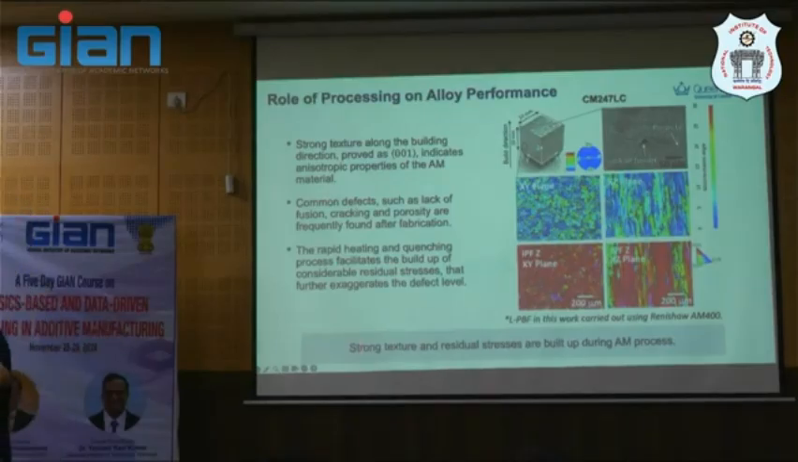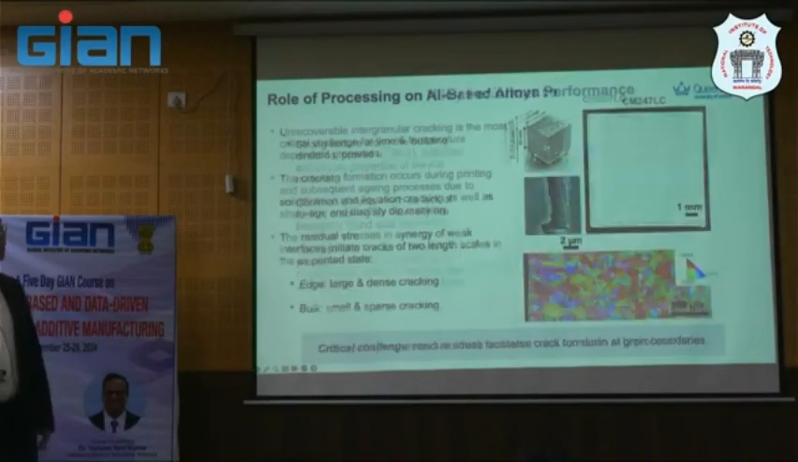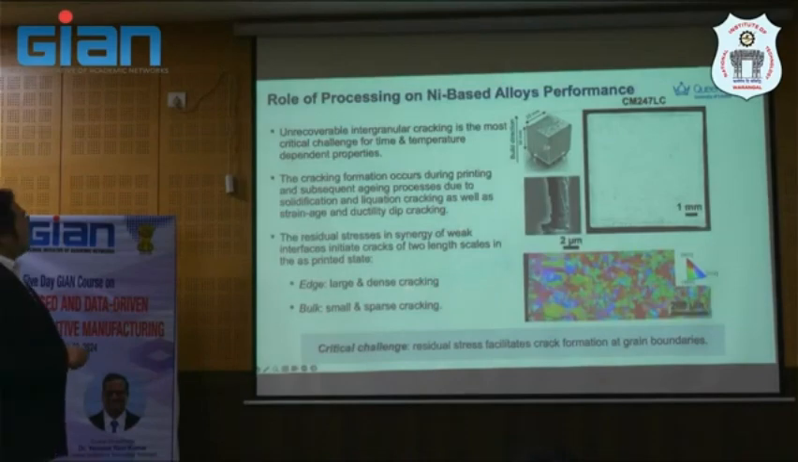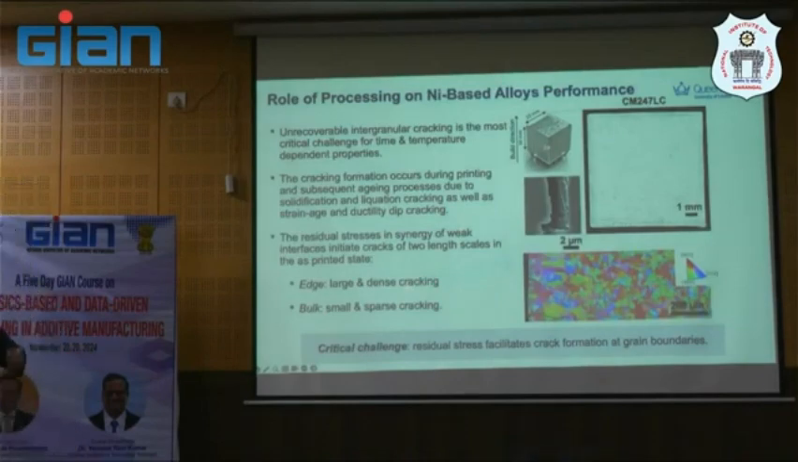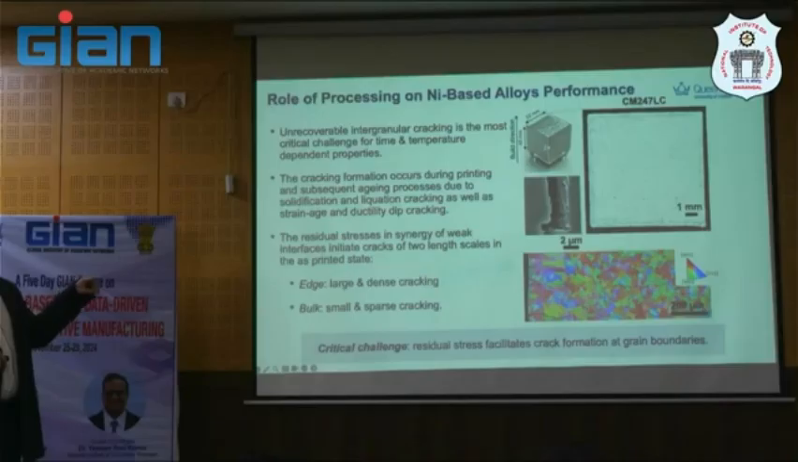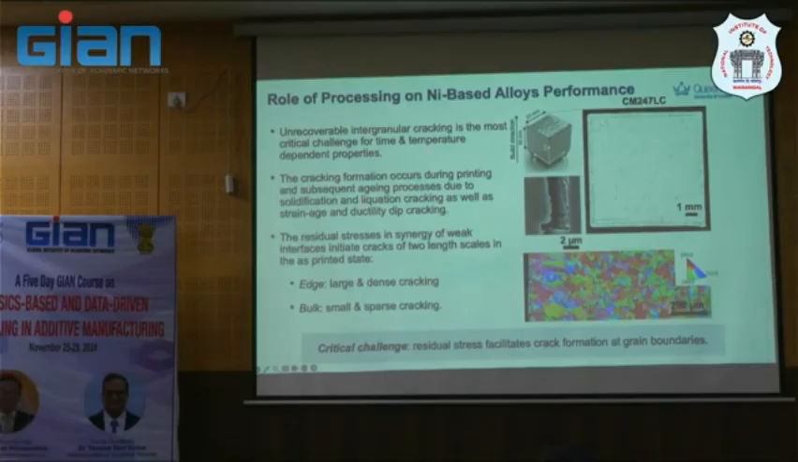So based on observation here, the strong texture and residual stress are built up during the process. So what we do, we try to print this nickel-based superalloy in the condition that we believe is the optimum condition. But still, you find a lot of cracks here. That, again, I will show you later. We developed this alloy based on the Renishaw 400 AM machine. So you will see that it's still unprintable. Irregular cracking is a more critical challenge at this time. Temperature-dependent property here, and cracking found occurring everywhere.